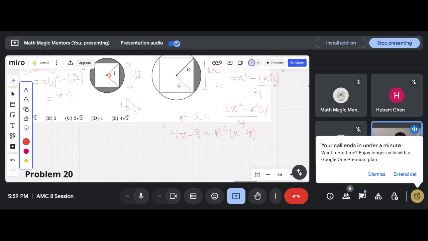And so you get r squared after dividing. It's a little hard to see, but this is a 2, yes, this is a 2. After dividing by pi minus 2, you get r squared equals 4, and so r equals 2. So that's your answer.